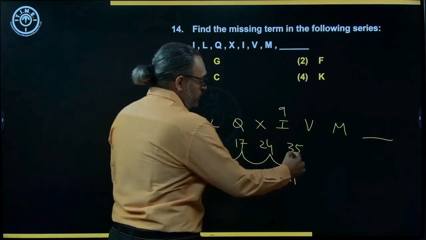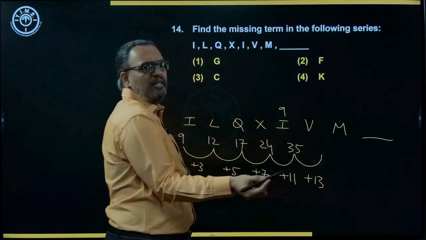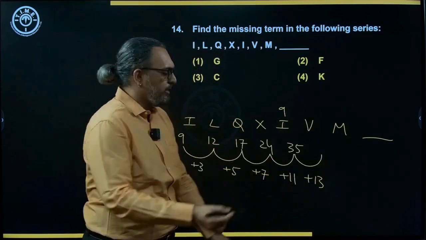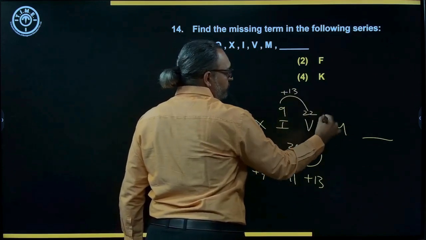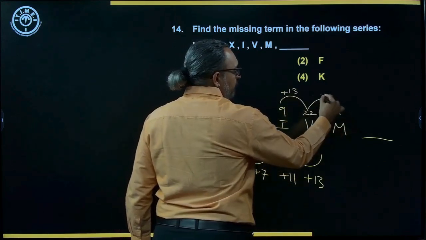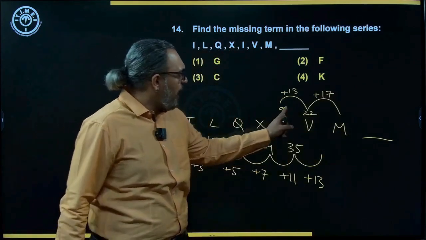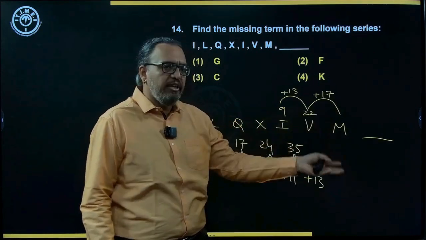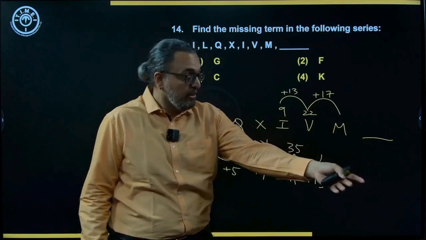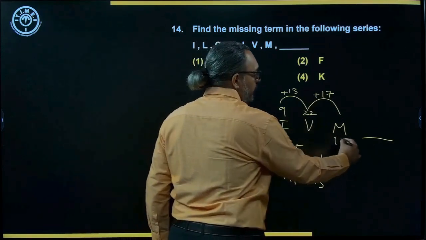Got it? So then next 11, you have 13. So you can directly take 9 plus 13. You don't need to take 35 plus 13. 9 plus 13 is 22. Then 17. 22 plus 17. So basically after 22, adding 4 more gives you 26. Now in that 17, if you remove 4, 13 more are there. So after Z, what is the 13th alphabet? M. So that is what you get, 13.